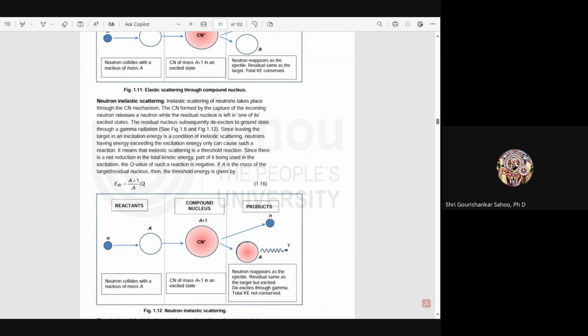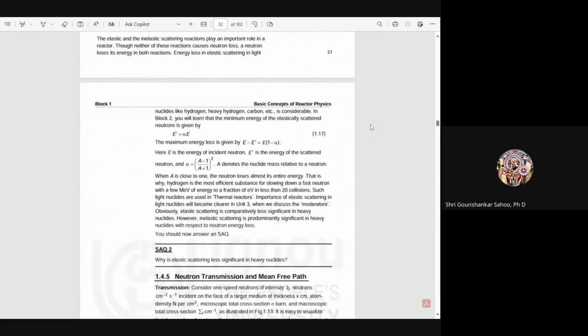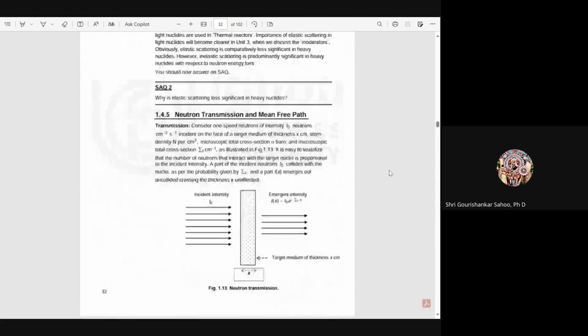where the reactant neutron scattered with a nucleus forms a compound nucleus having mass A plus 1, and it is in an excited state. Then the neutron reappears as the ejectile and the residual is the same as the target but excited, then de-excited through gamma, and total kinetic energy is not conserved. Here the products are a neutron, a compound nucleus and a gamma ray. You can understand why elastic scattering is less significant in heavy nuclei.